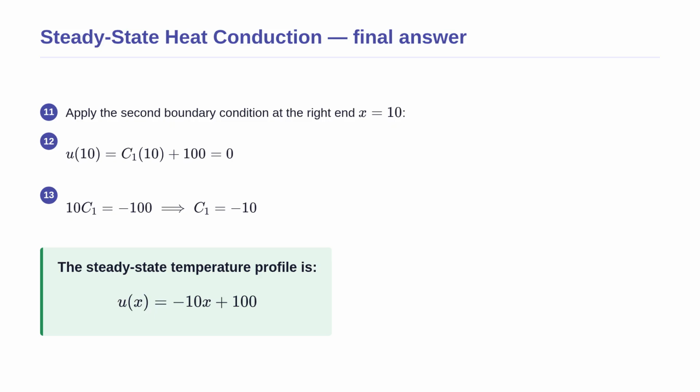Now we apply our second boundary condition to finish the problem. At the right end of the rod, where the position is 10 centimeters, the temperature is 0 degrees. We plug in 10 for the position and 100 for C2. Solving this simple algebraic equation shows that C1 is negative 10. Substituting these constants back into our general equation gives us our final formula. Physically, the negative sign tells us that the temperature drops by 10 degrees Celsius for every single centimeter we move away from the boiling water, creating a perfectly linear temperature profile.